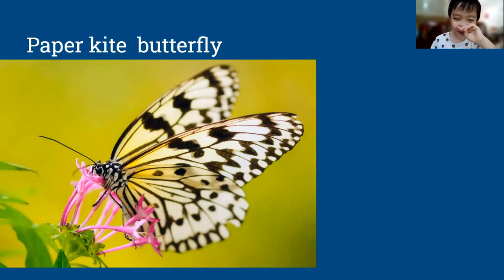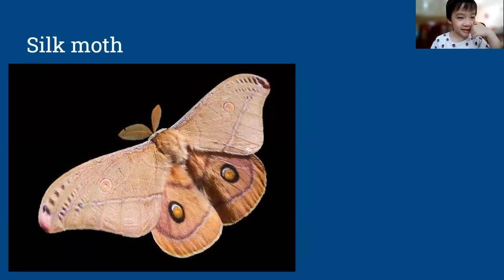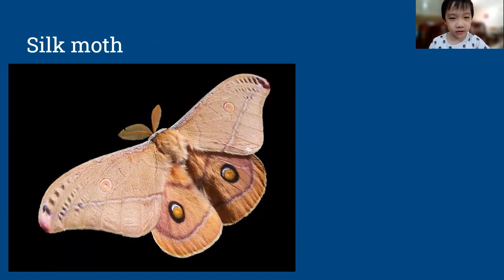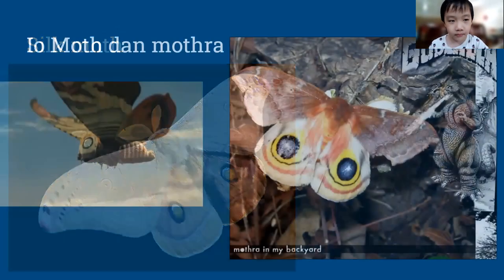This is a paper kite butterfly. This is how it lands on a flower. This is a silk moth. A silk moth makes silk. The larva stage is a silkworm.